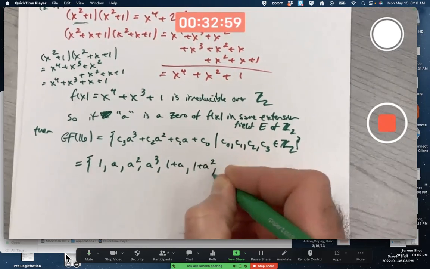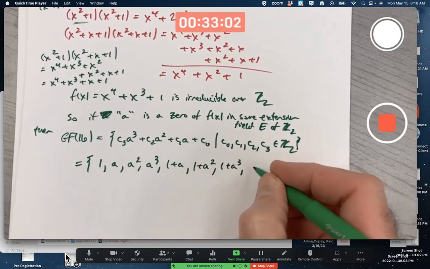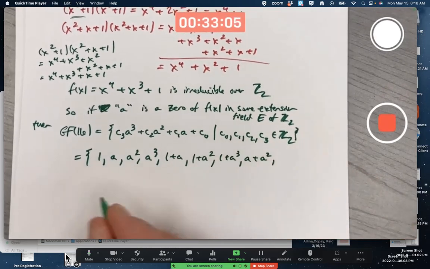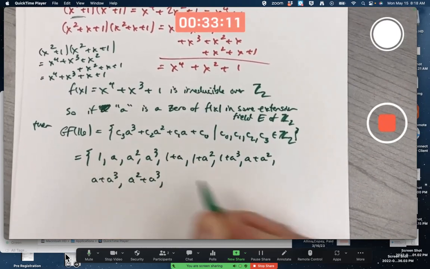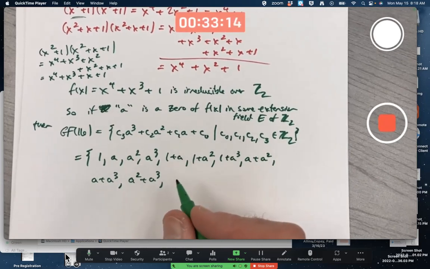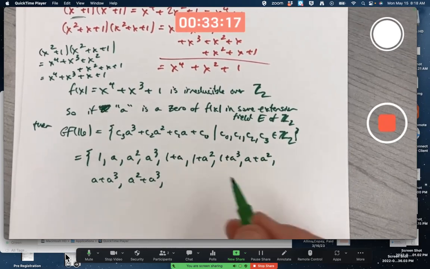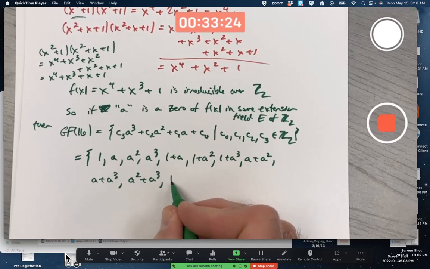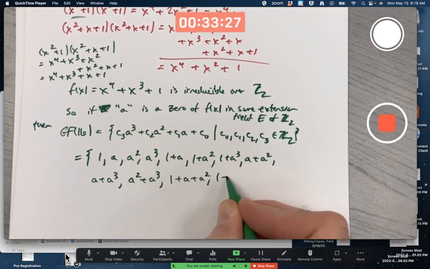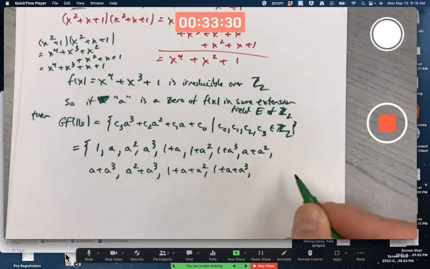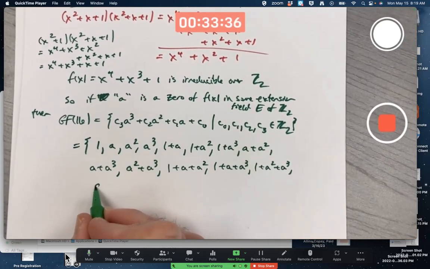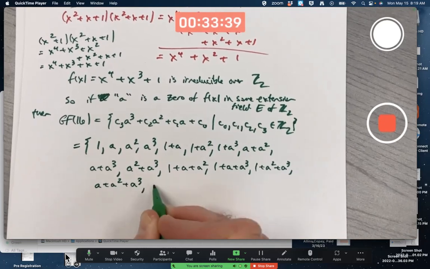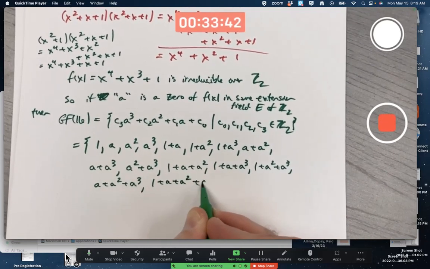1 plus A squared, 1 plus A cubed, A plus A squared, A plus A cubed, A squared plus A cubed. So I've got all the elements with either 1 term or 2 terms, right? Haven't missed any. What about with 3 terms? There would be 1 plus A plus A squared. There'd be 1 plus A plus A cubed. 1 plus A squared plus A cubed. Just 2 more elements. A plus A squared plus A cubed. And then finally 1 plus A plus A squared plus A cubed.